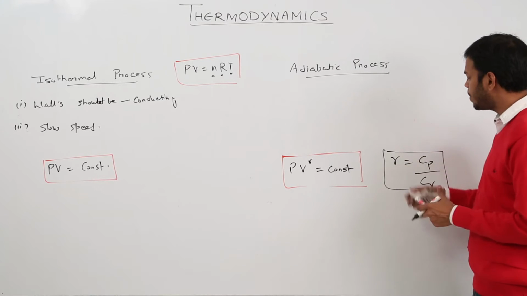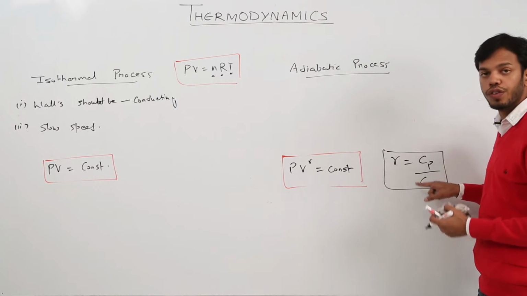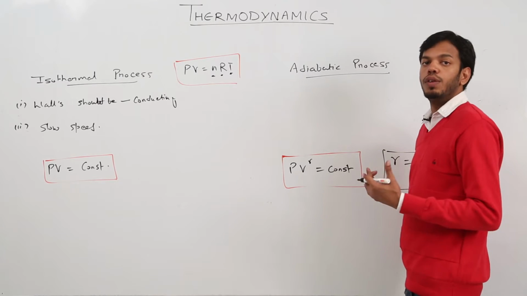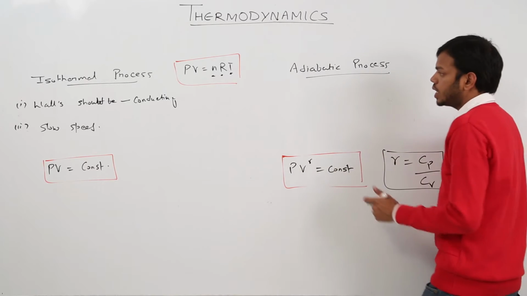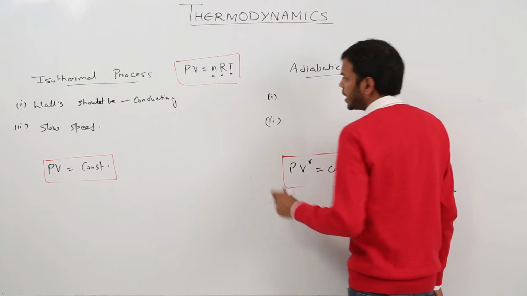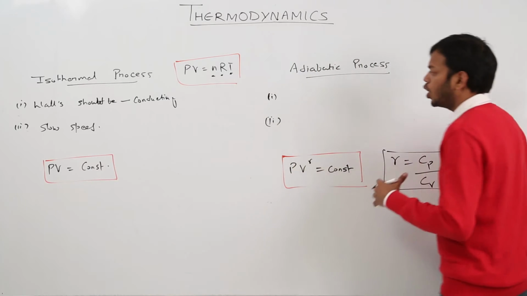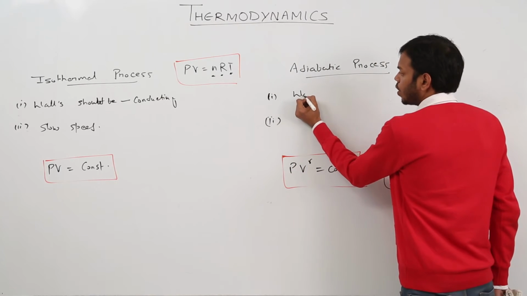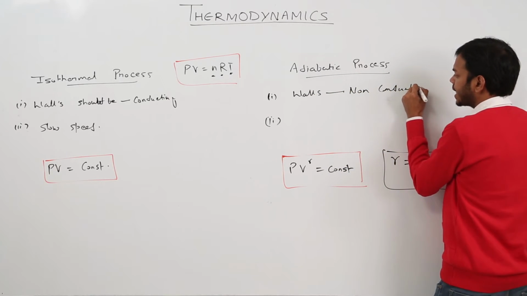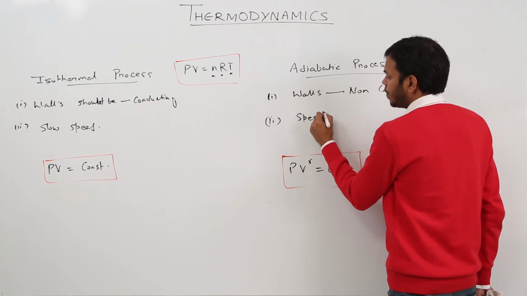Again, what is gamma? The ratio of the specific heat capacity of a gas at constant pressure to the specific heat capacity of the gas at constant volume. So PV raised to the power gamma is a constant. This is the equation which represents the adiabatic process. And what would be the two conditions necessary for an adiabatic process to take place? First, opposite to that, the walls should be perfectly adiabatic or non-conducting, and secondly, the speed should be very fast.